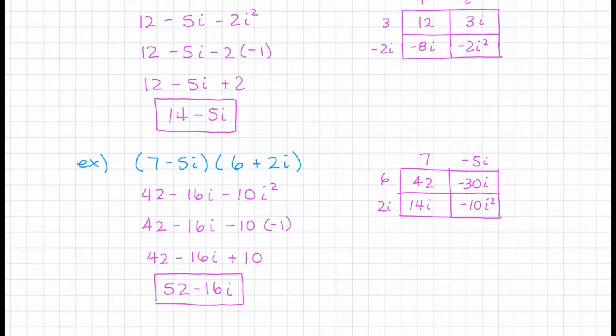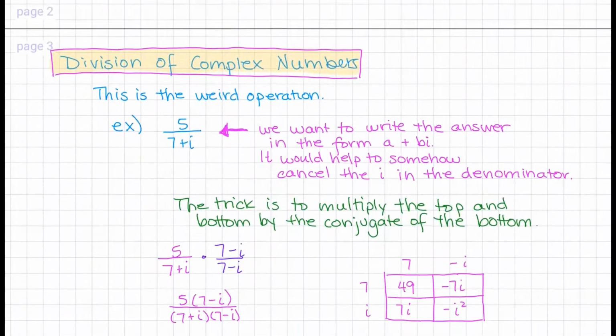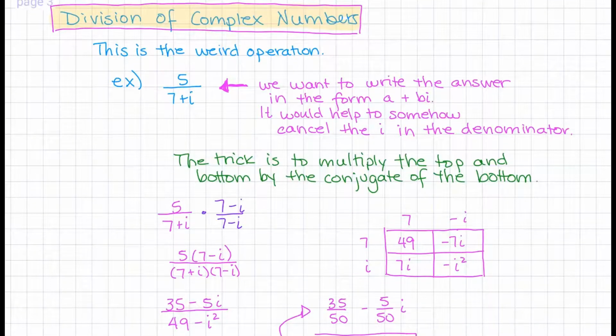Then we get to division. Division isn't bad, it's just not as intuitive. The other ones make sense. This one's just weird. So if we're going to divide complex numbers, this is the weird operation, because we don't actually divide. I mean, sometimes we do at the end, but it just kind of depends.